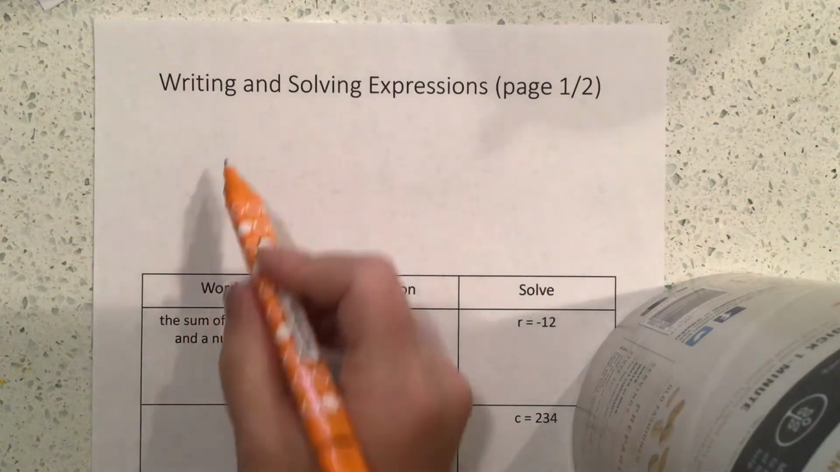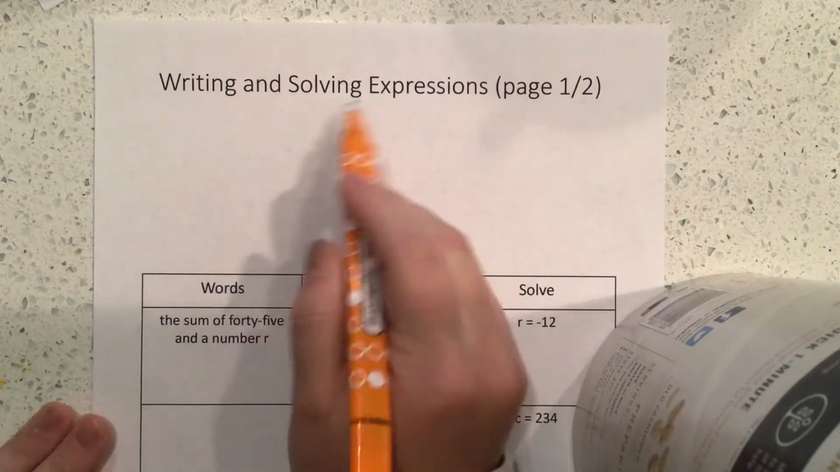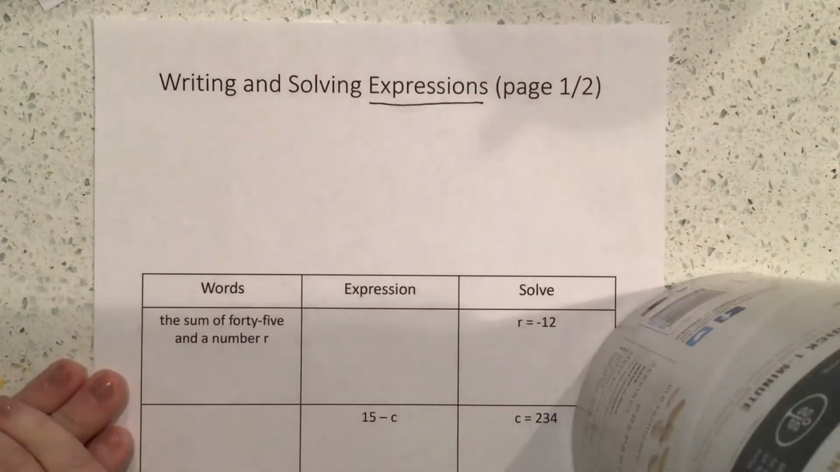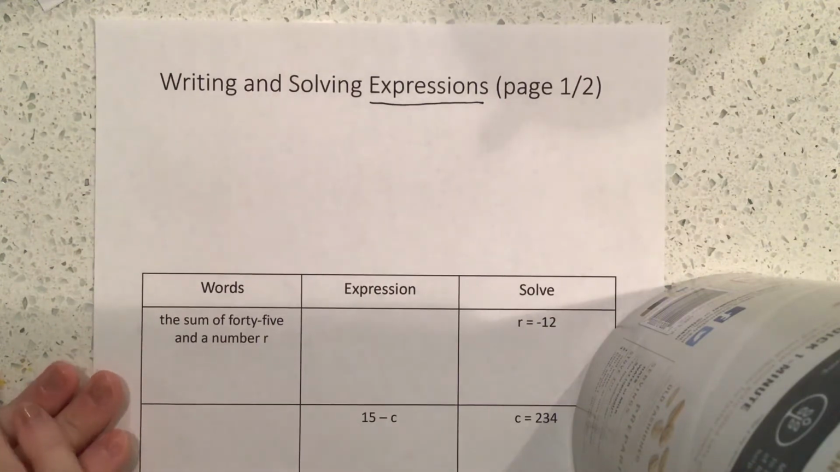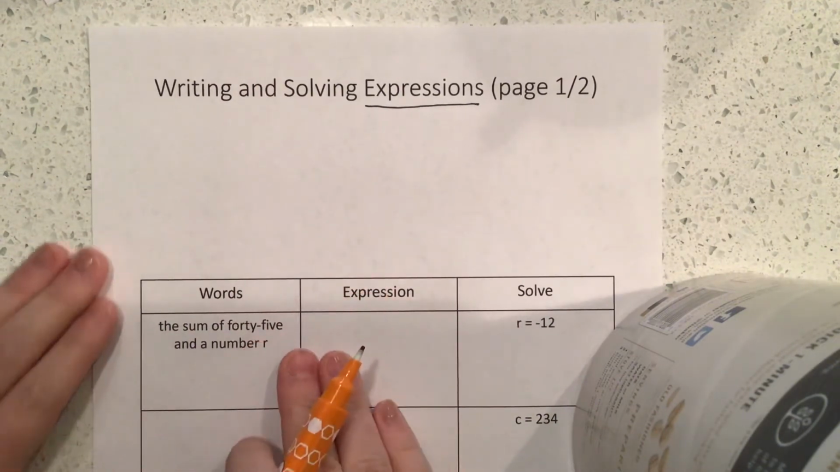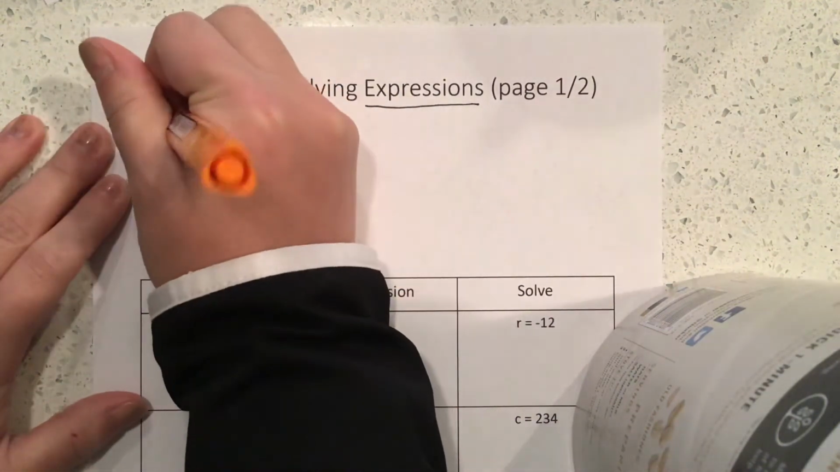Right, now we're going to discuss how we write and solve expressions. So we're going to focus on expressions. Two weeks ago, we focused on equations and how to solve equations, but we're going to focus on writing expressions. So we're not going to be using equal signs. So there are 4 operations.